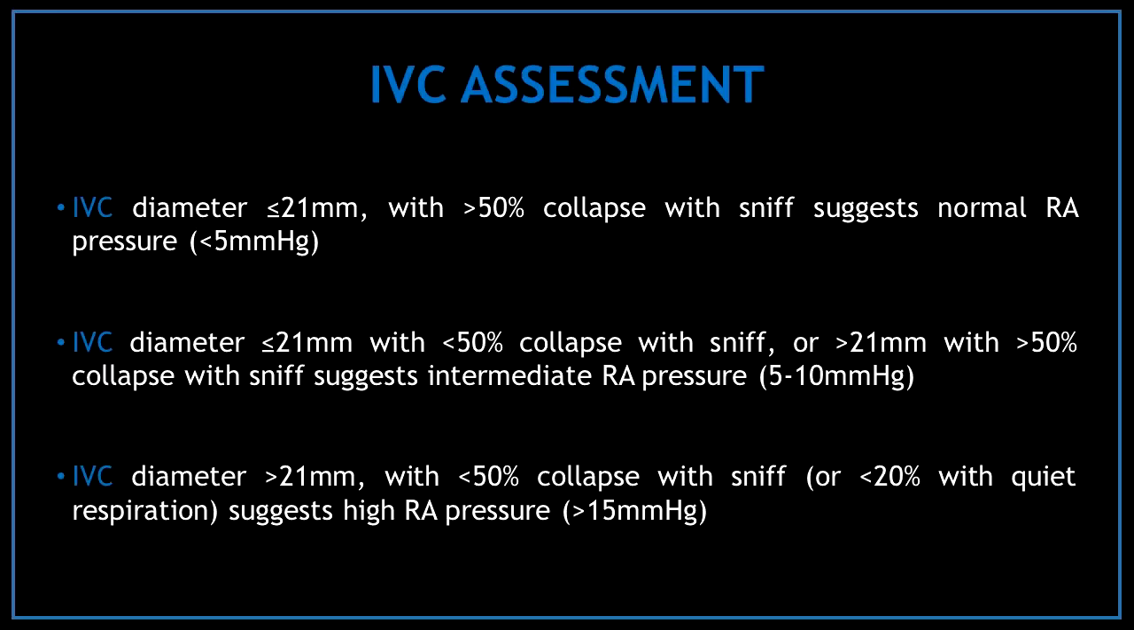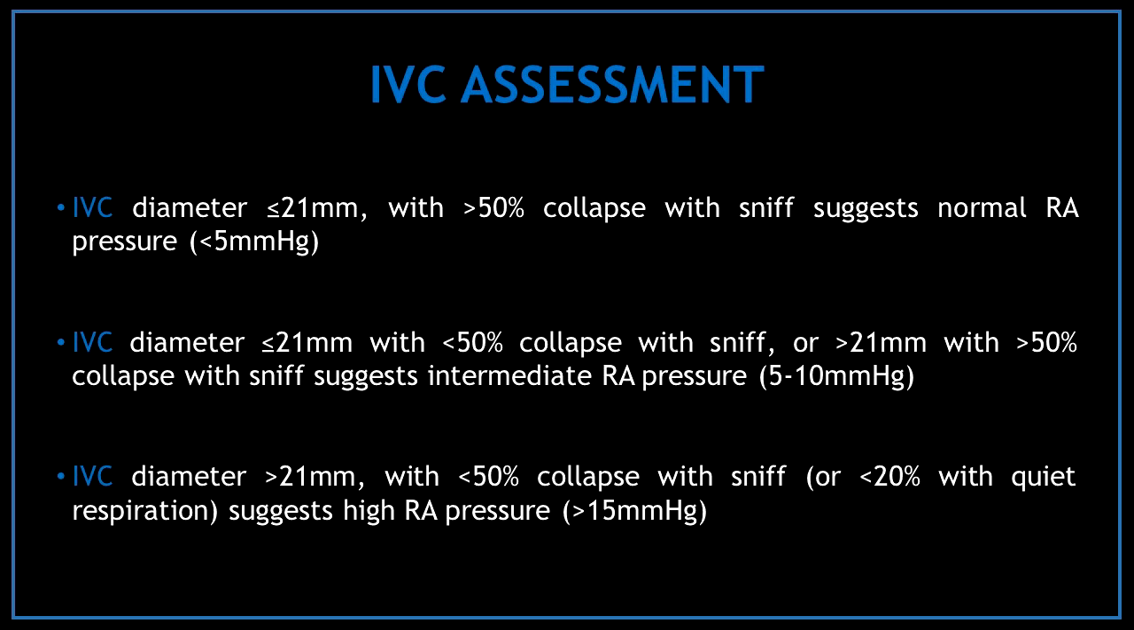Now, how can we estimate the right atrial pressure using the inferior vena cava assessment? If you have an inferior vena cava diameter less than 21 millimeters with an inspiratory collapse more than 50%, this suggests a normal right atrial pressure of less than 5 millimeters of mercury.